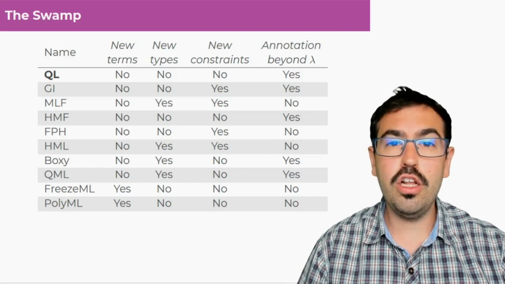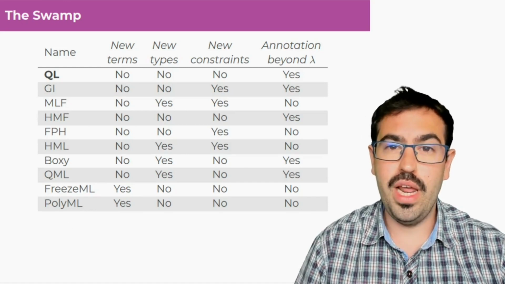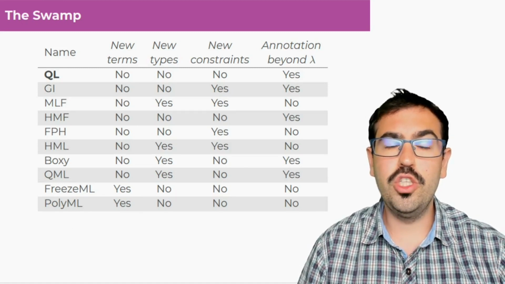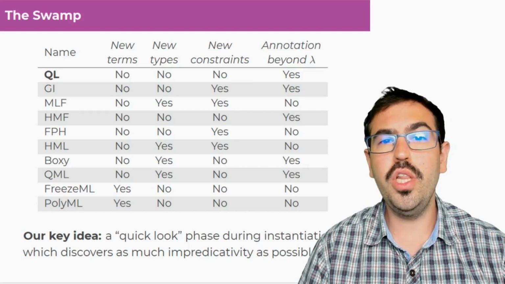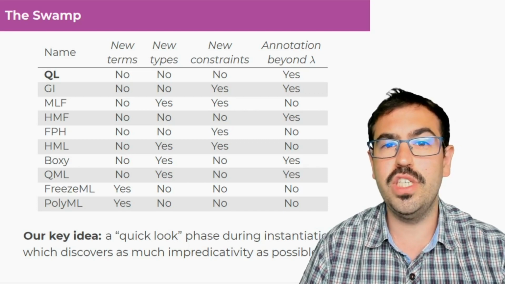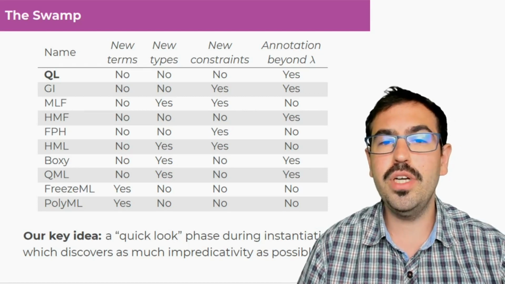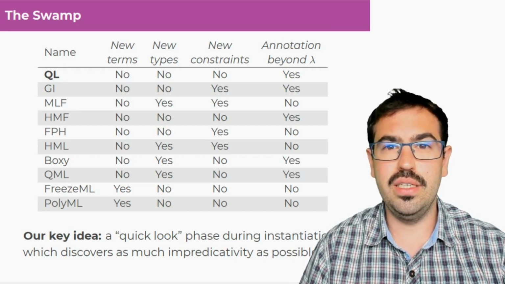There's been a lot of work about impredicative inference. There is so much related work. Here I want to present Quick Look, which is a new idea in which we introduce a new quick look phase during instantiation which discovers impredicativity as much as possible, and then the rest of the type checking just remains as it was.